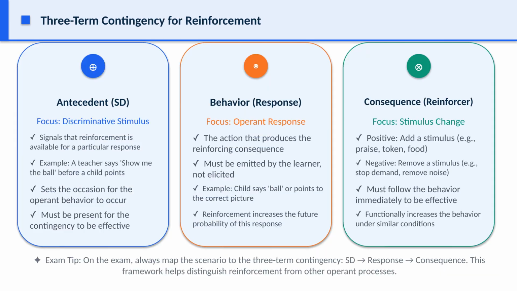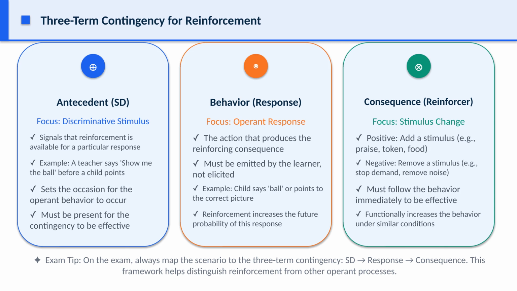To master the BCBA exam, you must understand that reinforcement is never a standalone event. It is a three-term contingency or operant conditioning unit that the BCBA task list B.4 asks you to distinguish for both positive and negative reinforcement. The antecedent or discriminative stimulus, SD, signals that a specific response will now produce a reinforcer. For example, a teacher's instruction, "Show me the ball," sets the occasion for the child to point or say ball. This SD must be present for the contingency to be effective.